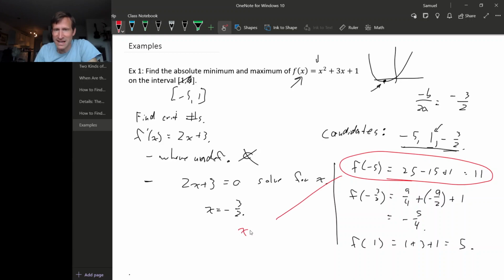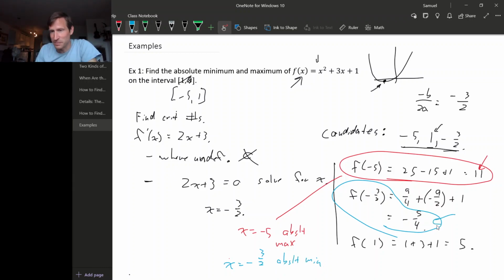So this means that x equals minus 5 is the absolute maximum because it produced the largest output. And here, x equals minus 3 halves, that's our absolute minimum because it produced the smallest output.